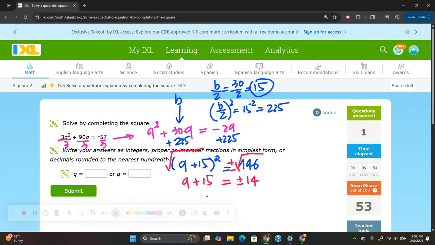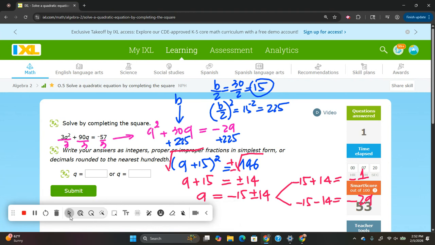I'm almost done. So q should be equal to negative 15, I move to the right side, plus minus 14. So I got two answers. One answer, negative 15 plus 14, which is negative 1. And the second one is negative 15 subtract 14, that's negative 29. So I got my two answers. Let's put them in. Here we go, negative 1 and then negative 29.